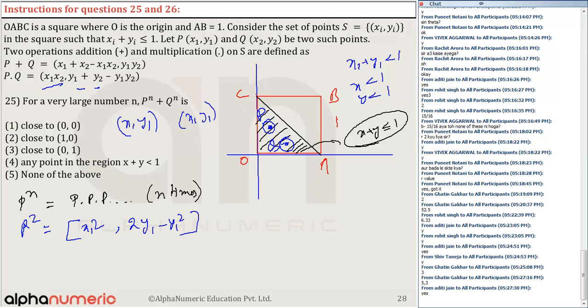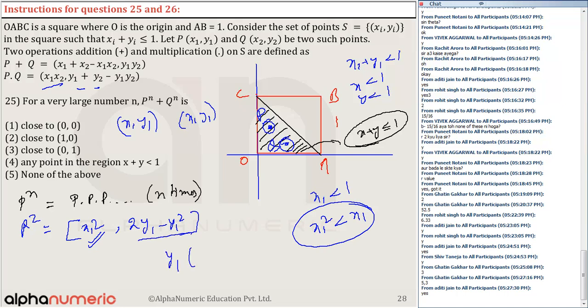Now remember one thing, x1 is already less than 1. So definitely x1 square is also less than x1. Like 0.5. 0.5 is less than 1. So the square of 0.5 is 0.25. It is also less than 0.5. So x1 square is definitely less than x1. Okay? And what about this point?